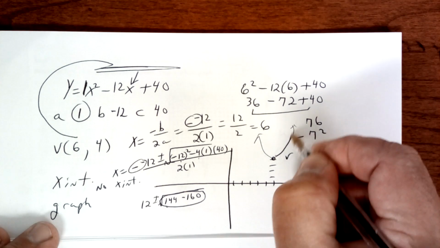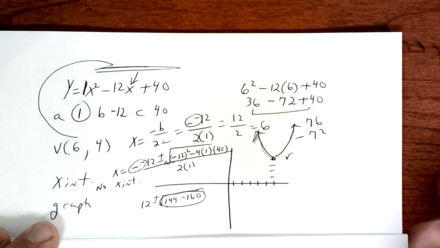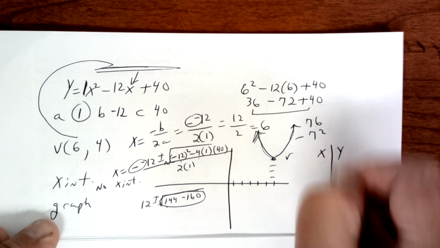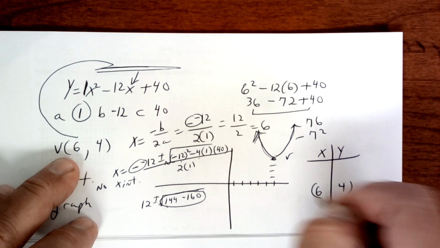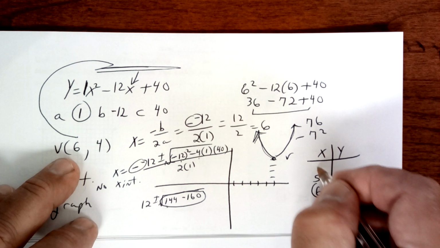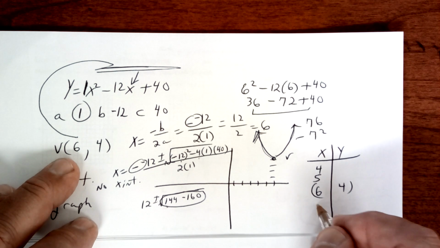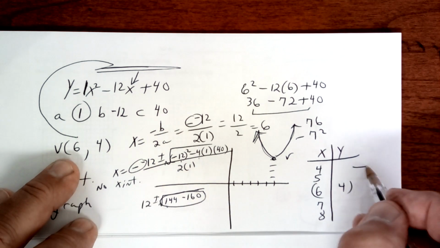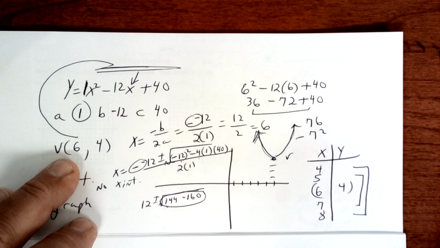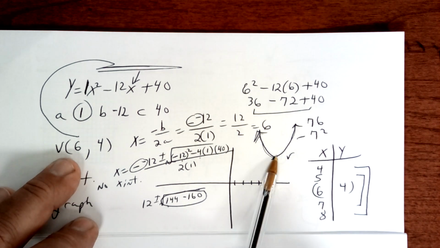Now you might say, well, how do you know how wide it is? Well, then you can use a table. You can put your vertex in the middle, and then you can back off, just like I tried to teach you before, and go bigger, 7 and 8. And then plug each one of these numbers in. Remember, the outer should be the same. All right, but for the time being, I'm going to leave it like this. No x-intercepts.